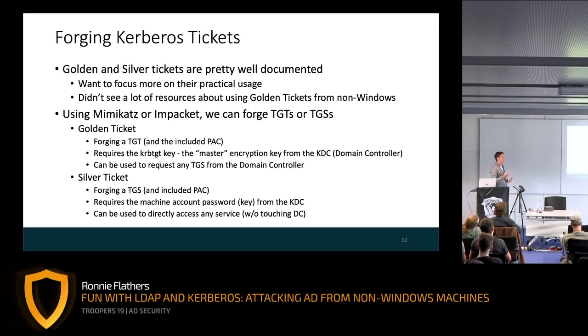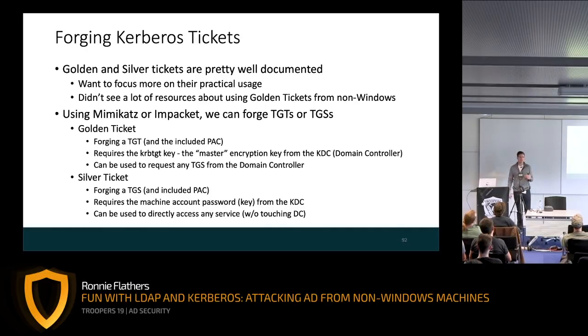And a lot of the documentation and tutorials that I found were using golden and silver tickets with Mimikatz or Kekeo inside Windows, and I wasn't quite sure what to do with them if I was on Linux. So with Mimikatz or Impacket, you can forge your own TGTs or forge your own service tickets. And if you are forging your own TGT, that's a golden ticket. If you are forging your own service ticket, that's a silver ticket.